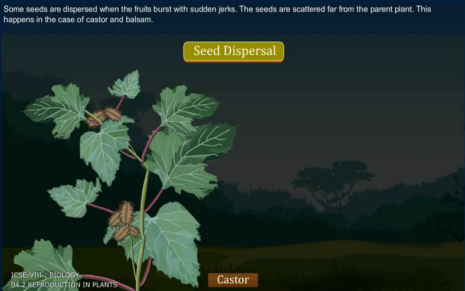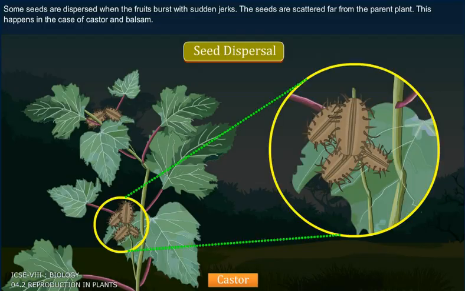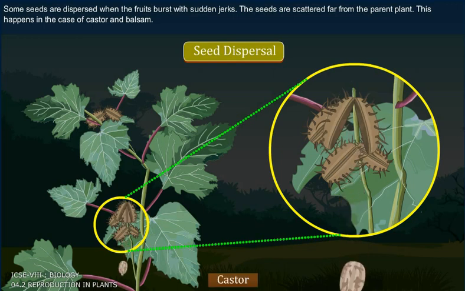Some seeds are dispersed when the fruits burst with sudden jerks. The seeds are scattered far from the parent plant. This happens in case of castor and balsam.